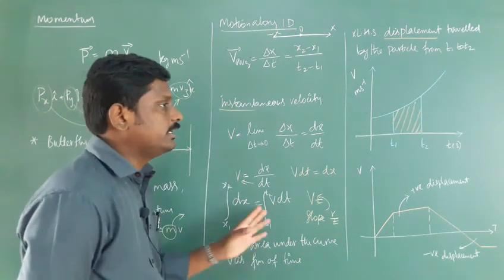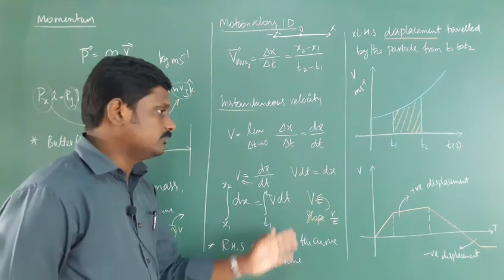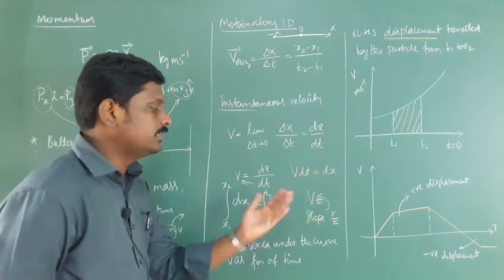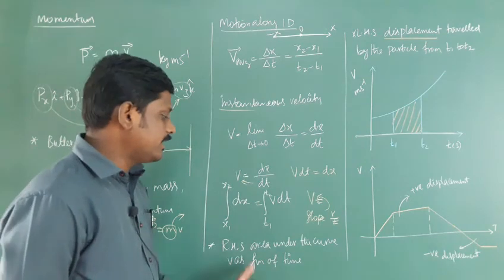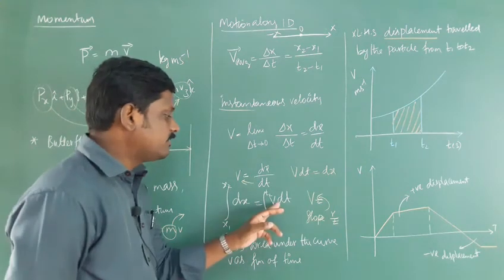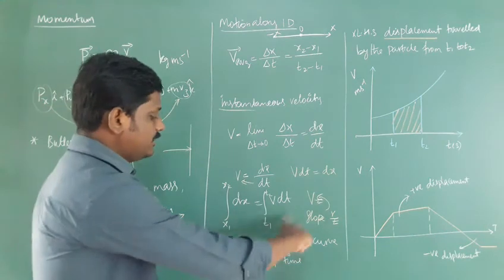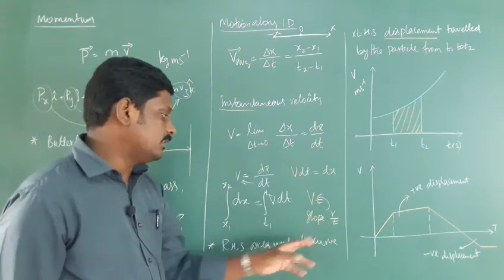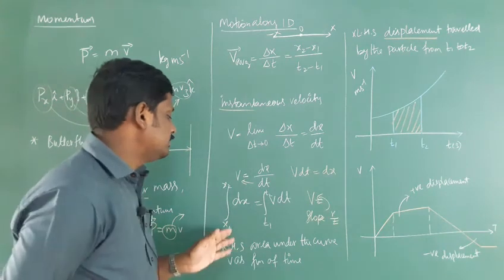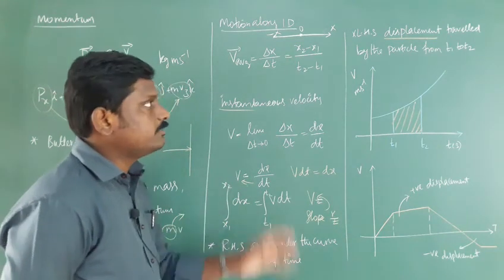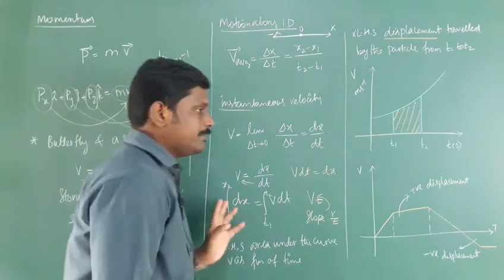We already know the integration is the area under the curve. The area under the curve gives the distance or displacement. Here the right hand side is the area under the curve of v as a function of time. That area under the curve of v as a function of time gives the left hand side, that is the integral x1 to x2, which is the displacement traveled by the particle in time t1 to t2.